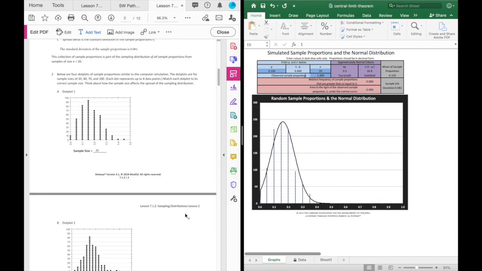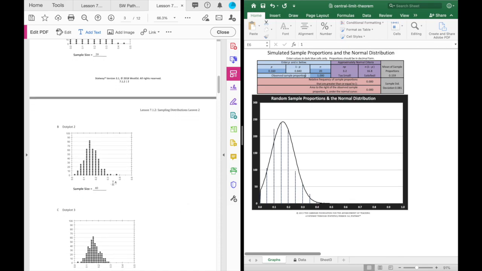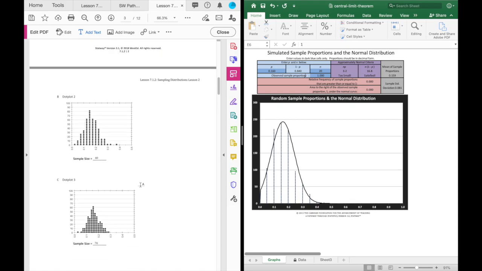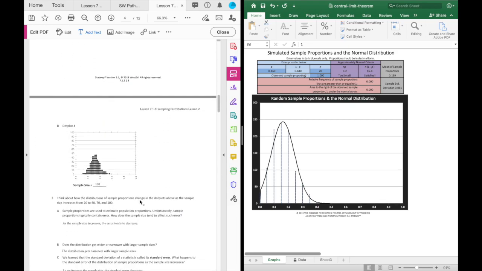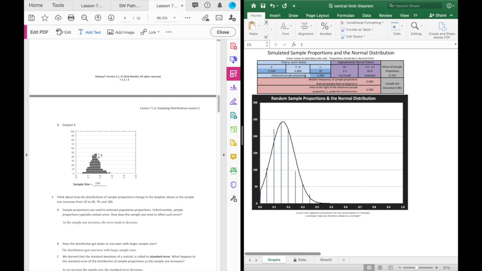But notice as our sample size got bigger and bigger, here's a sample size of 40. It's starting to look more like a bell curve. Sample size of 70 looks even more like a bell curve. And then sample size of 100 looks even more like a bell curve.